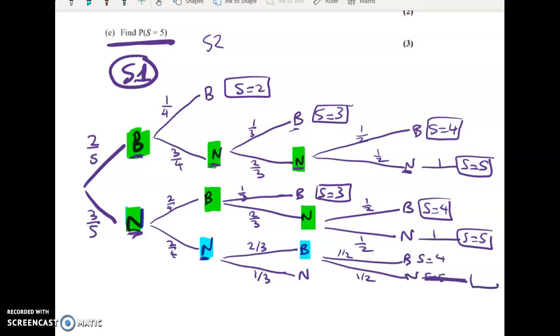Right, so we go on to here, and we get S equals 5. And here, if we got not blue, not blue, not blue, then the next 2 are going to be blue. So S is equal to 5.